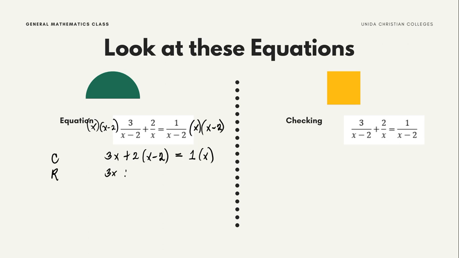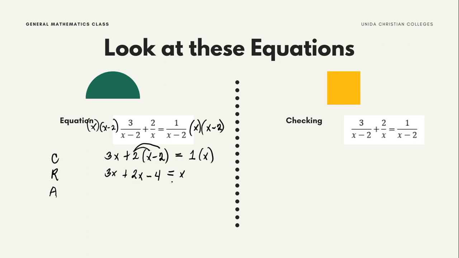So, 3x remains. And then, as you can see, we have here 2 multiplied by x minus 2. So, distribute. 2 times x, that is 2x. 2 times negative 2, that is negative 4. Is equal to 1 times x, that is 1x, or we can write that as x.